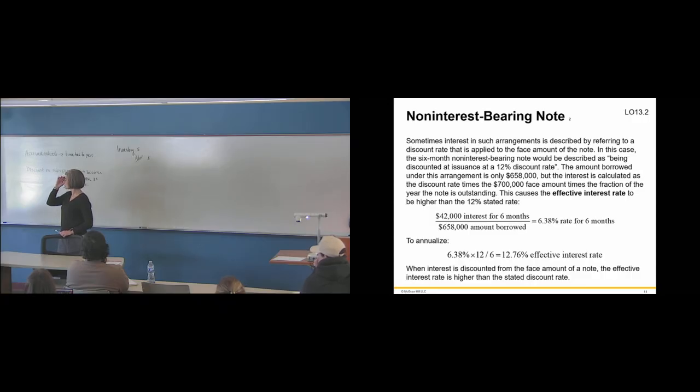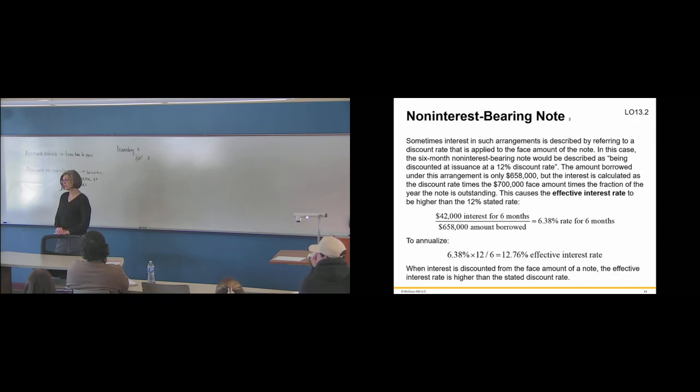So if we go through this, the amount borrowed under this arrangement is only $658,000, okay? But the interest is calculated as the discount rate of 12% times 700,000 times the fraction of the year that the note's outstanding, which is the 6/12. So this is 42,000. This is the same example as the previous slide.